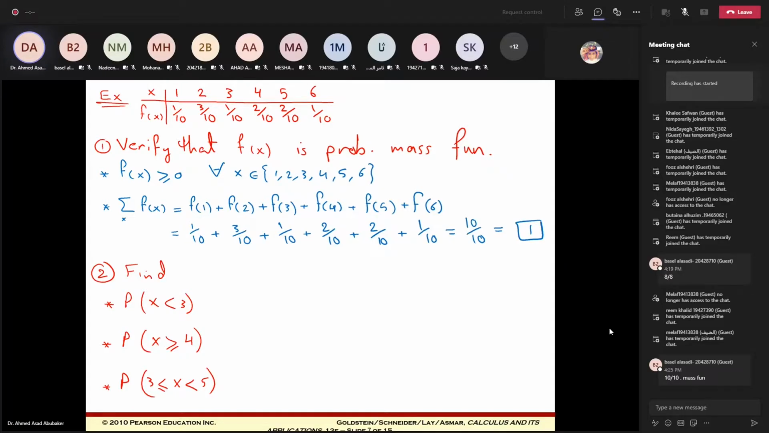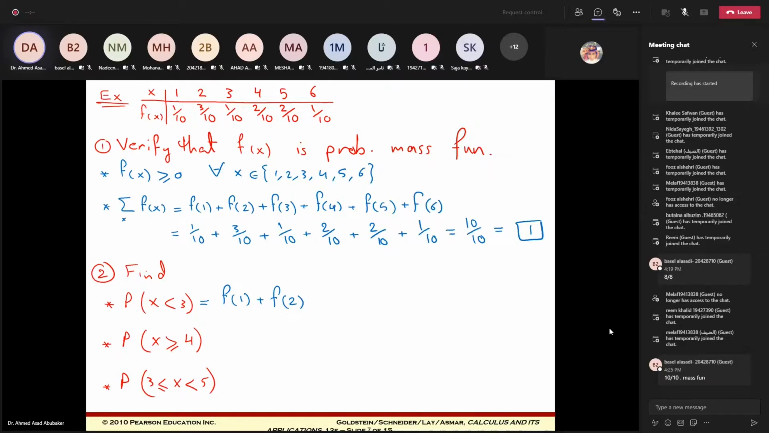So this is a function. After we find that the summation of f of x equals 1 and all the values of f of x are greater than or equal to 0, we can conclude that f of x is a probability mass function. To find the probability x less than 3, this means we need to find f1 plus f2.